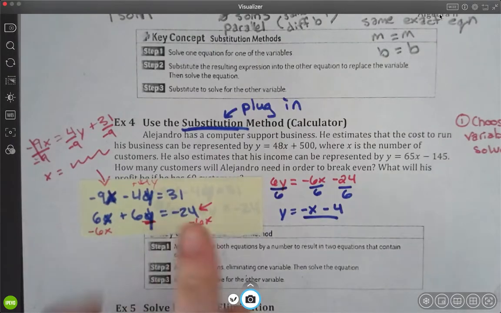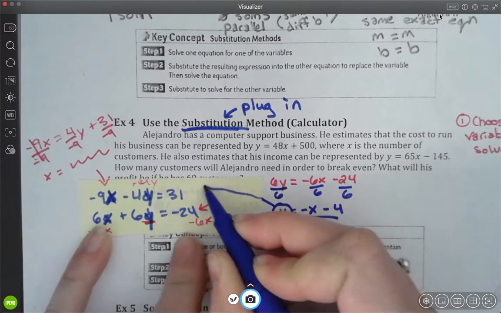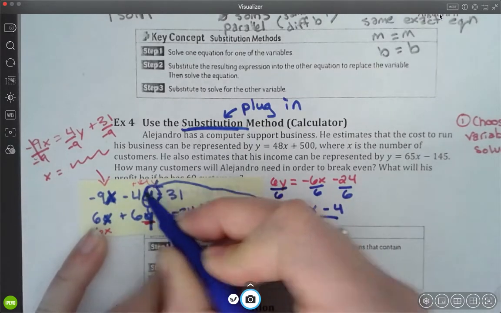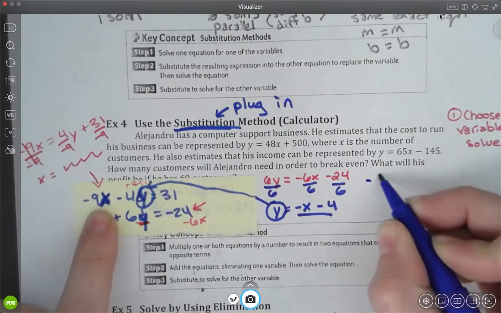And that I got from the bottom equation. So what I'm going to do is replace this y right here with all of that stuff, shoving it into y in the top equation. Because I've used the bottom equation already, I'm going to use the top equation to plug my stuff in. So negative 9x is going to stay the same, yeah?